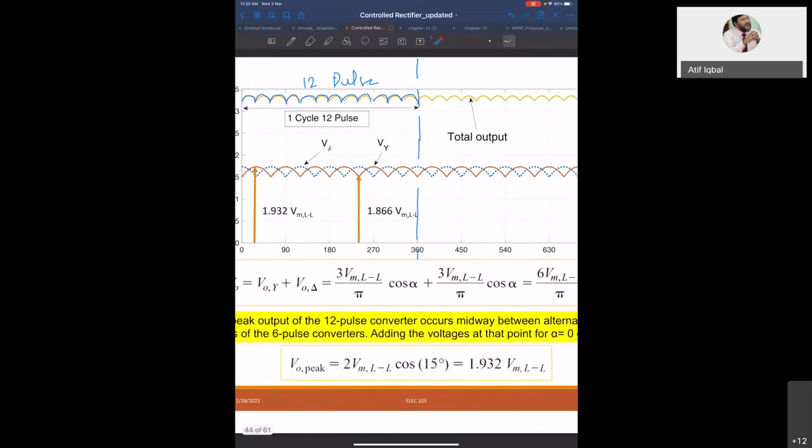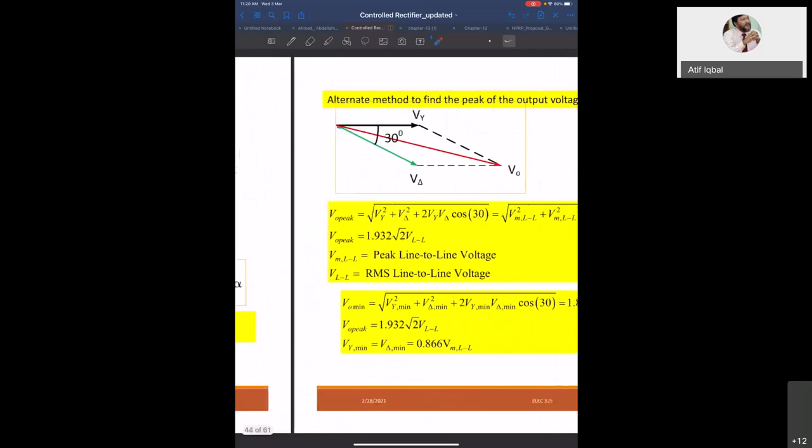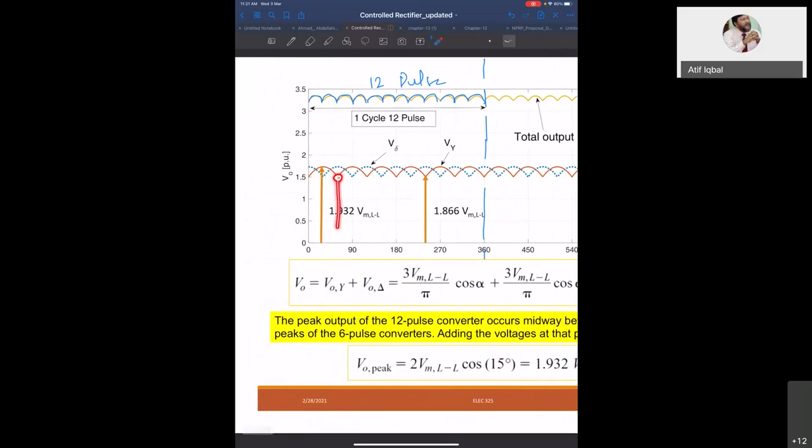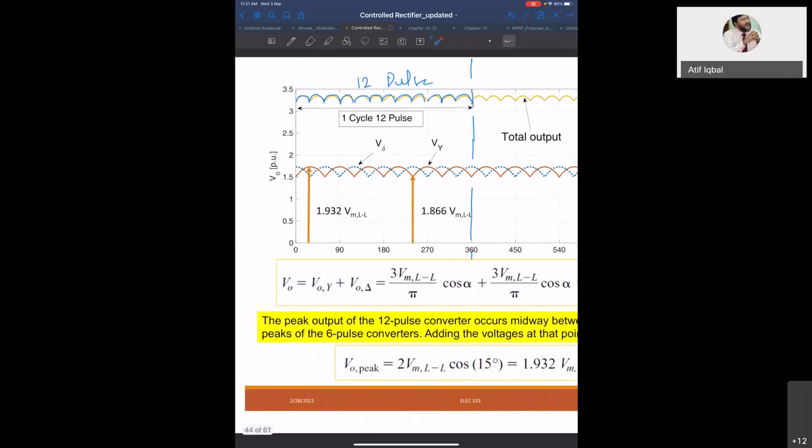Now, what is the minimum that you will get? The minimum you get is by having star minimum, delta minimum, and then you do the same thing. And what is star minimum? This is star minimum. This is nothing but 0.866 Vm L to L. So you put here 0.866 Vm line to line, then what you get is 1.866. So the peak value is 1.932 and minimum is 1.866. It is not here. It should go here. This is the peak value and this is the minimum peak. So maximum peak and minimum peak. So this is what you get.